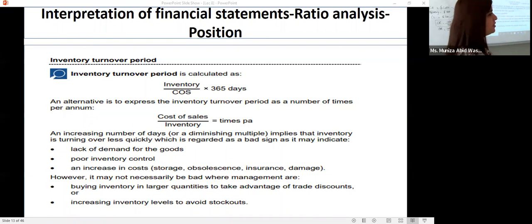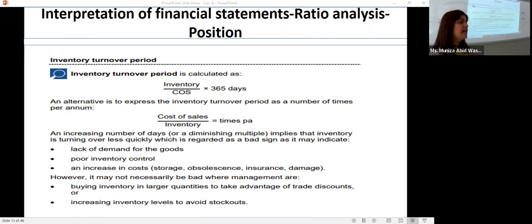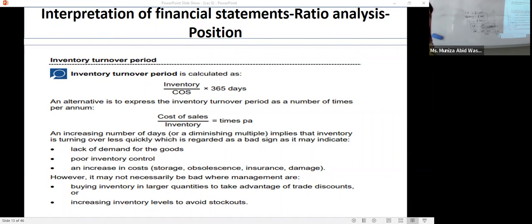So we can see the inventory turnover from 2 perspectives. How many days the company is normally taking to convert its inventory into sales is inventory turnover period. And inventory turnover ratio tells us how many times in a year the inventory is being converted into the sales. So inventory turnover period is calculated as inventory divided by cost of sales multiplied by 365. An alternative is to express the inventory turnover period as a number of times per annum. So cost of sales divided by inventory is equal to times per annum. Students, you have to memorize these formulas.